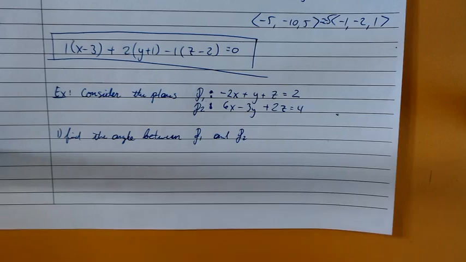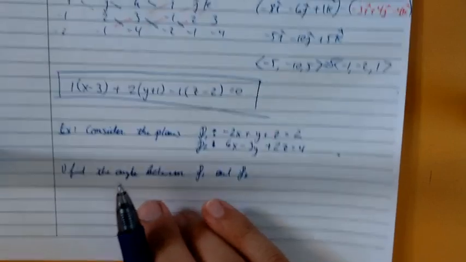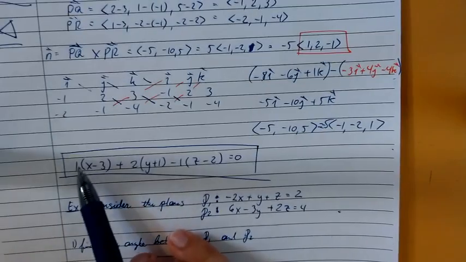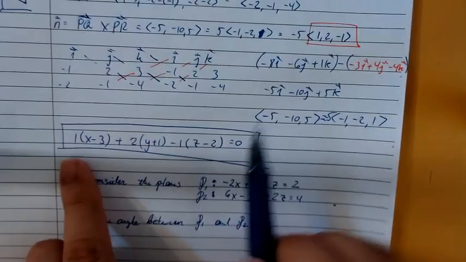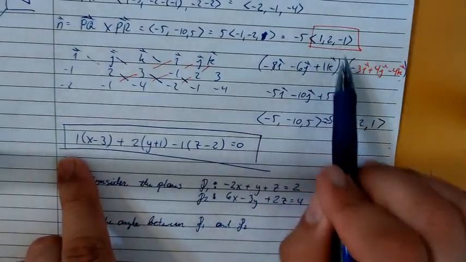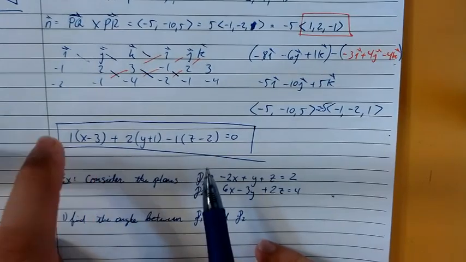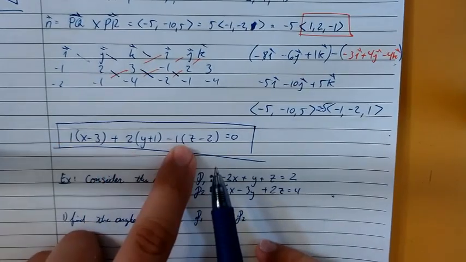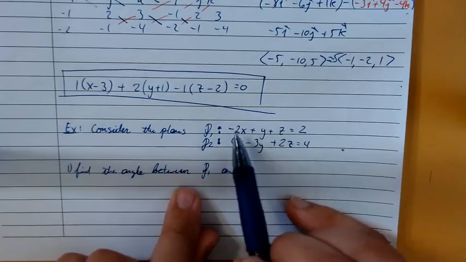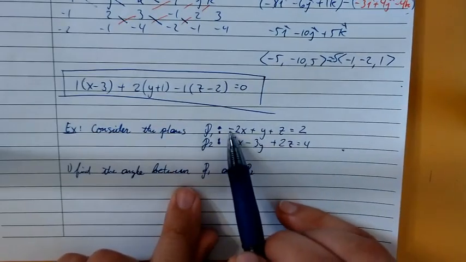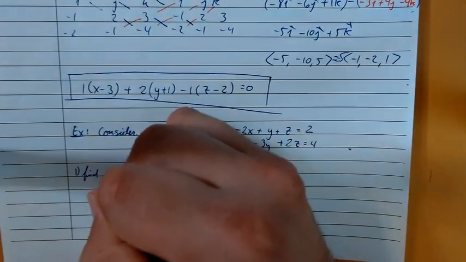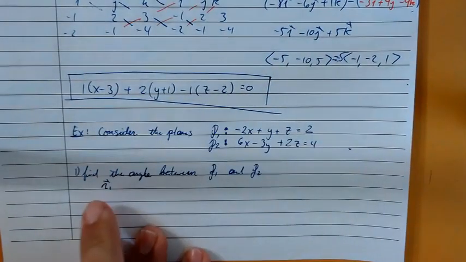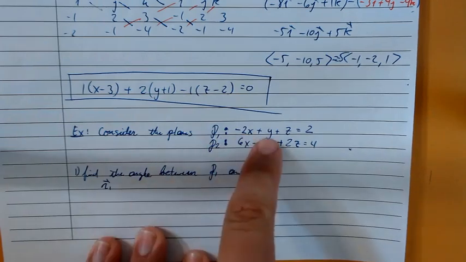So first of all, we need to find the normal vectors. But remember, the normal vectors are simply given by these coefficients. So the normal vector for P1 is going to be negative 2, 1, 1. Now, simple enough. I'll say N1, the normal vector for number 1. That's negative 2, 1, 1.